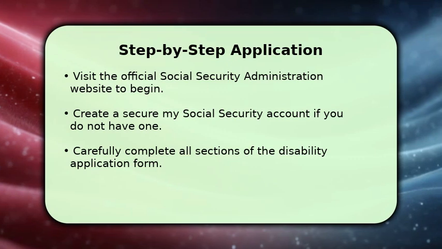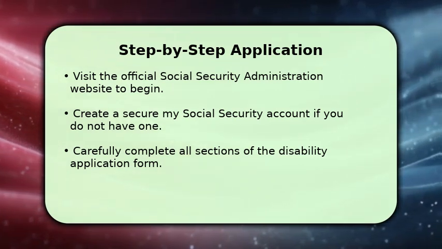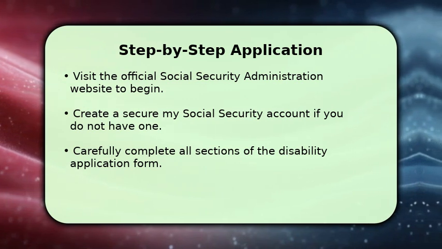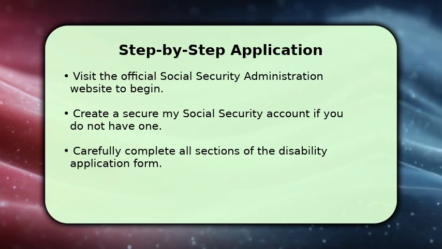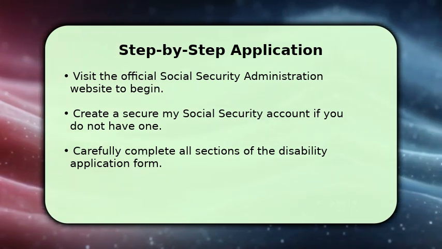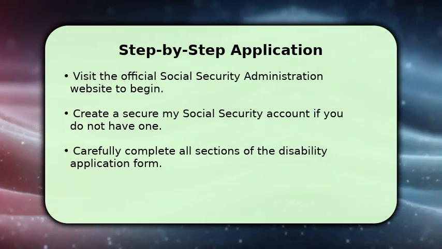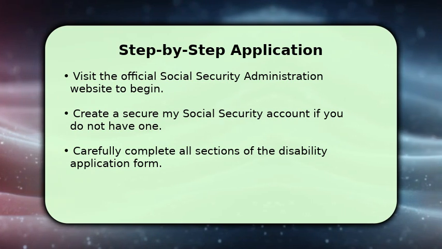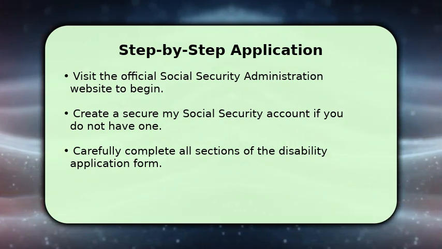Now, let's walk through the application process itself. Start by visiting the official Social Security Administration website. If you do not already have one, create a secure My Social Security account. This account allows you to manage your benefits. Carefully fill out each section of the online disability application form, providing accurate and complete information. Always review your entire application thoroughly before submitting it.